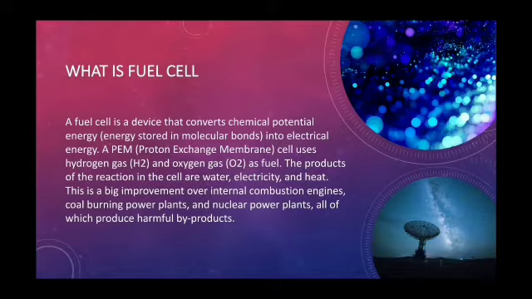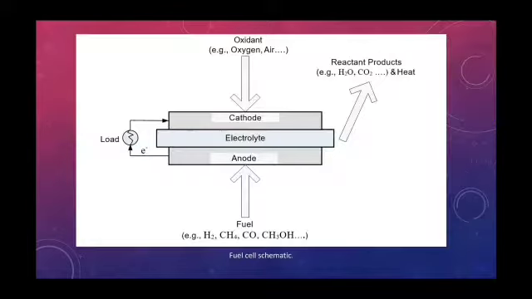This is a big improvement over internal combustion engines, coal burning power plants, and nuclear power plants, all of which produce harmful byproducts. This is the fuel cell schematic. In the first case, the oxidant at the cathode combines with the electrons, which tend to circumvent the electrolyte, and becomes anions which travel through the electrolyte to the anode. At the anode, the anions give up their electrons and combine with hydrogen to form water.